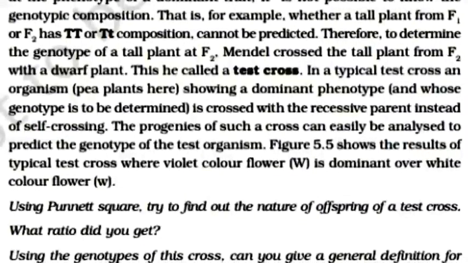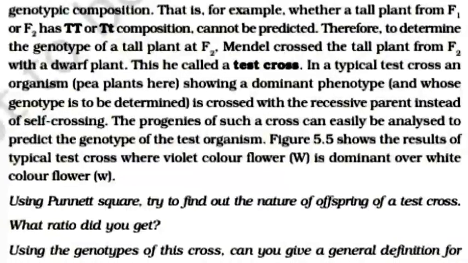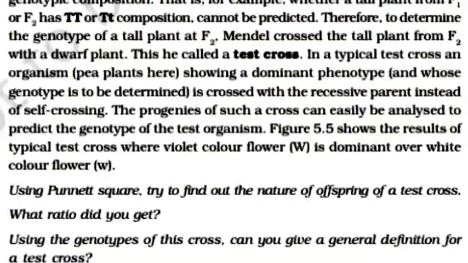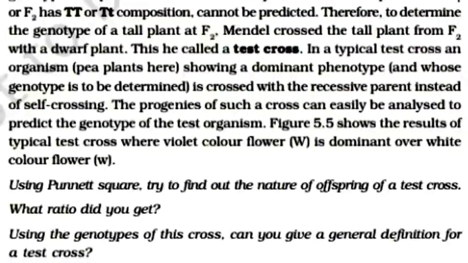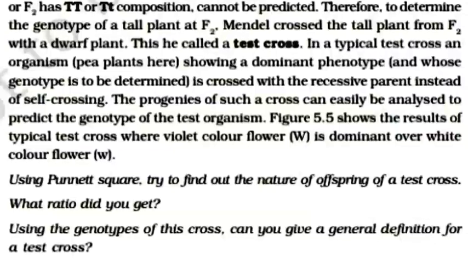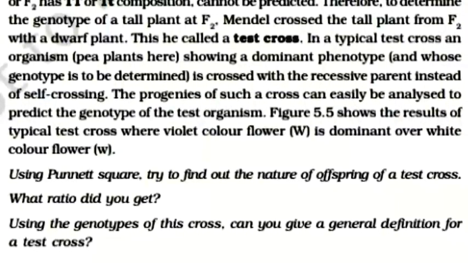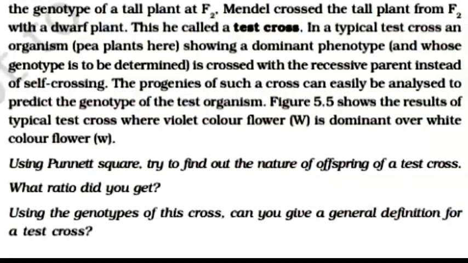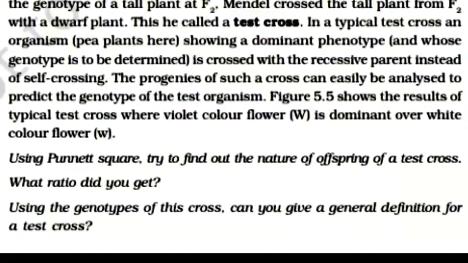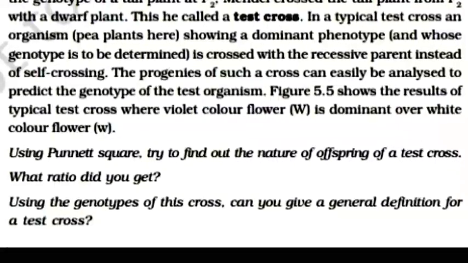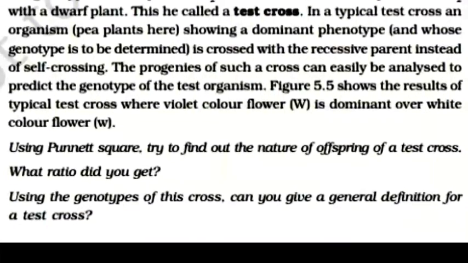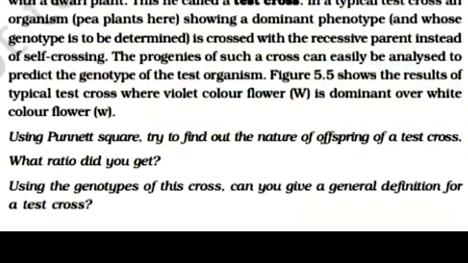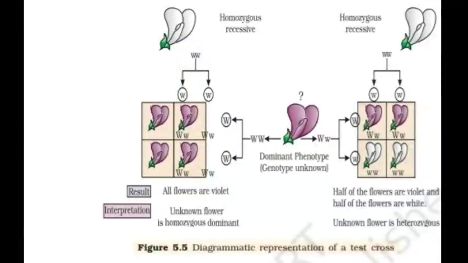The figure shows the result of a typical test cross where violet flower color, capital W, is dominant over white flower color, small w. Using a Punnett square, try to find out the nature of the offspring of a test cross. What ratio did you get? Using the genotype of this cross, can you give a general definition for a test cross?